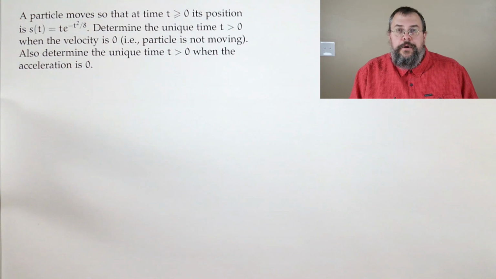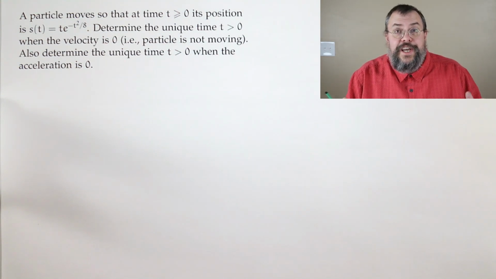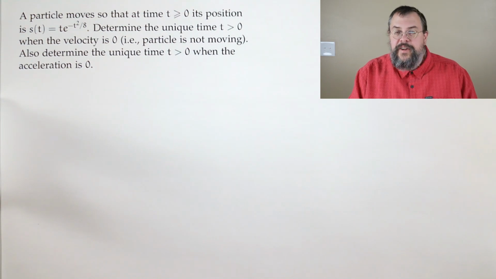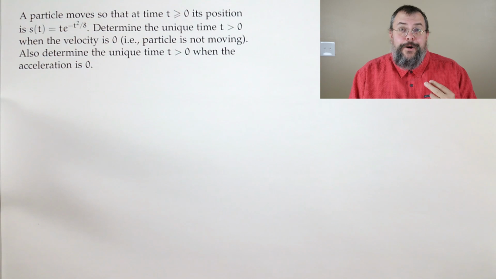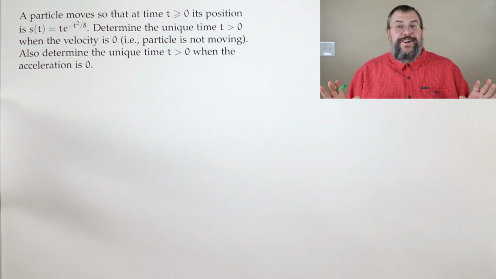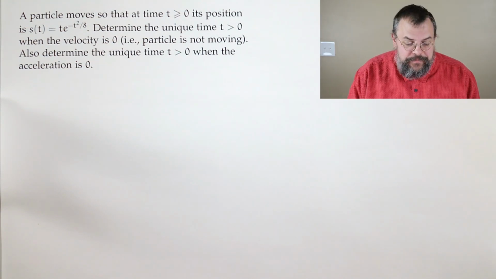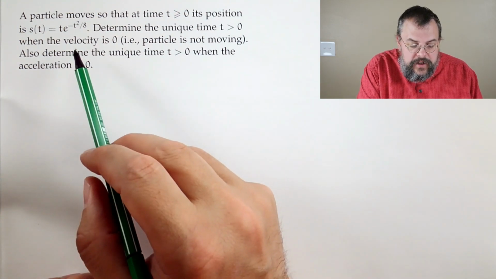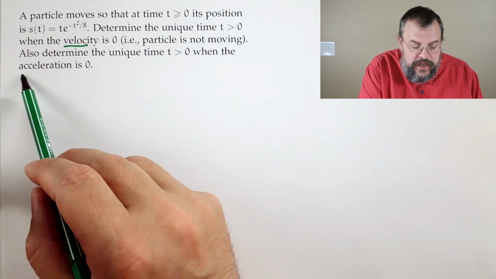I wonder why they keep emphasizing the word unique. Well, I don't know. Maybe we'll see. But that tells us we shouldn't find two answers. If we do find two answers, something is wrong because we were told this is going to be unique. Well, let's begin. So we're after velocity and we're after acceleration.